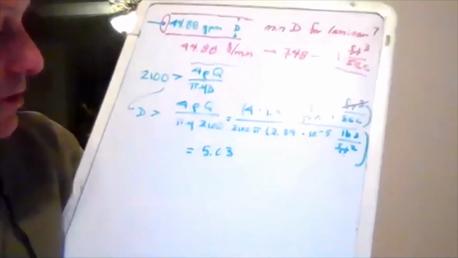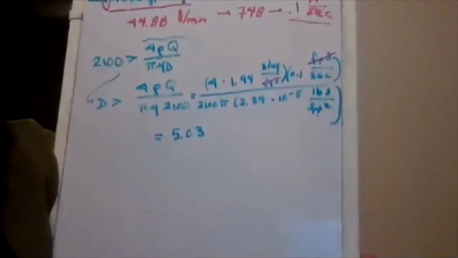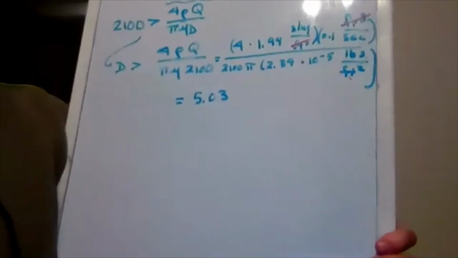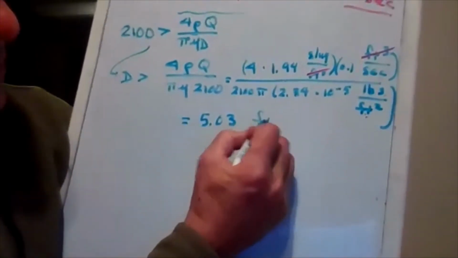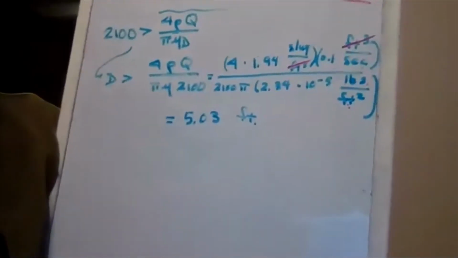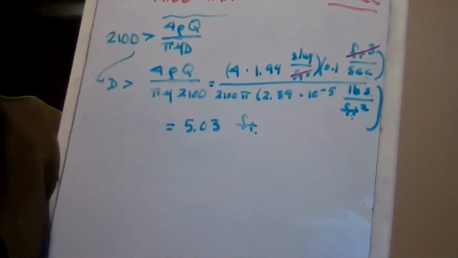Okay, so my calculator gives me 5.03. Now let's just think about what those units actually would be. And those are 5.03 feet. Wow, a 5-foot diameter pipe to avoid turbulence. But actually, that does reflect what actually happens when you work out there in industry. It's really hard to make water flow laminar.